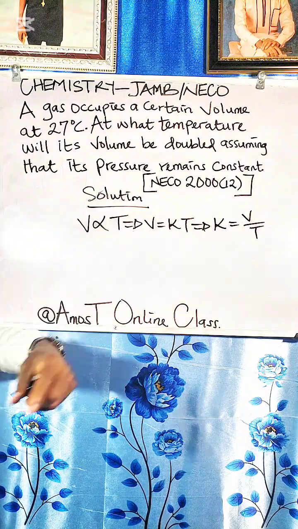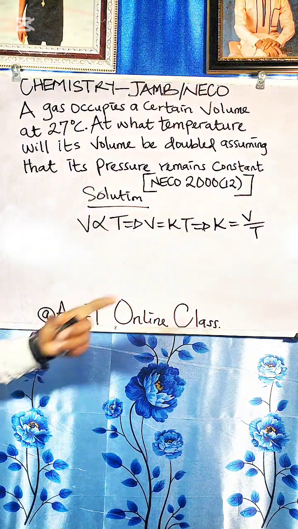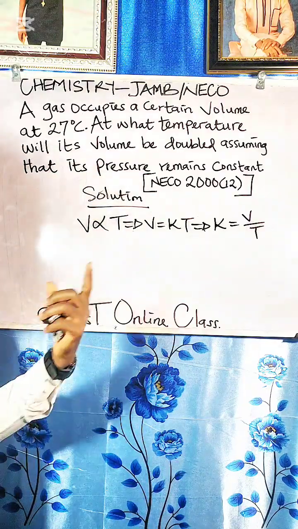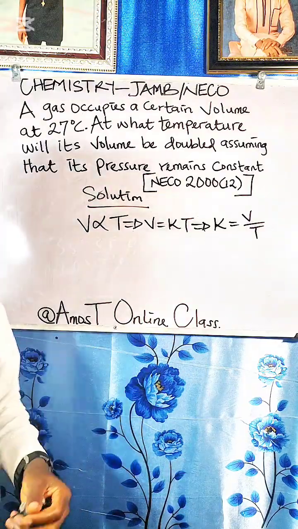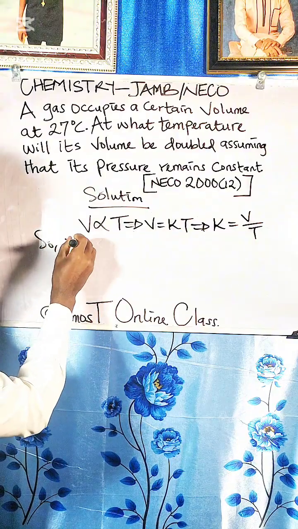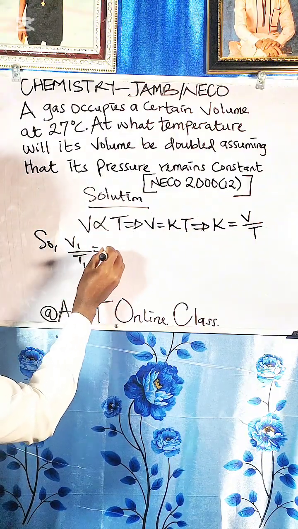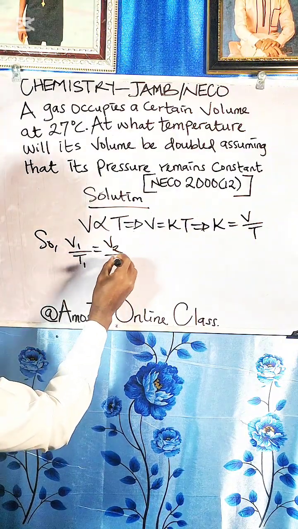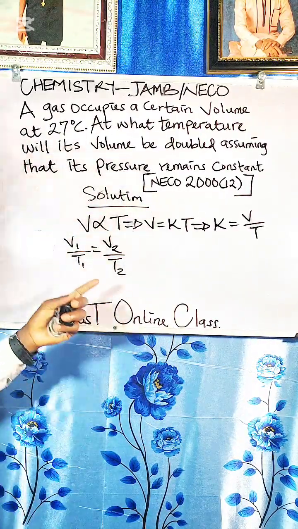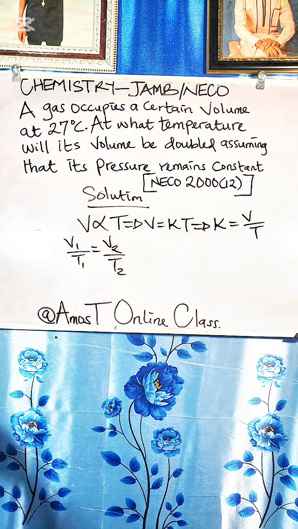Now, this law can be restated mathematically as V1 divided by T1 is equal to what? V2 divided by T2. And this is the mathematical statement of Charles law. Okay, we're done with that. Now, let's quickly step into the solution.